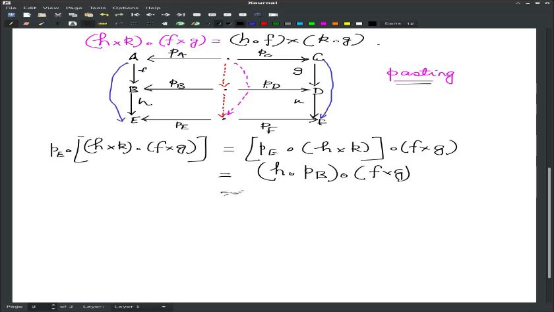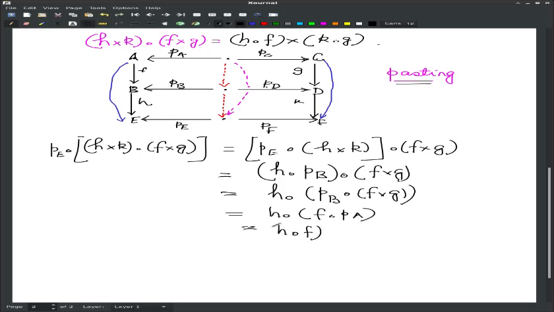Now, again associativity. H composed P_B, F cross G. So, which is this, again by associativity. But this, you know, is H composed F composed P_A, which again by associativity is this. So the paths that I was drawing, this is same as this, is same as this, it is same as this. So you see, these are nothing else but these equations.